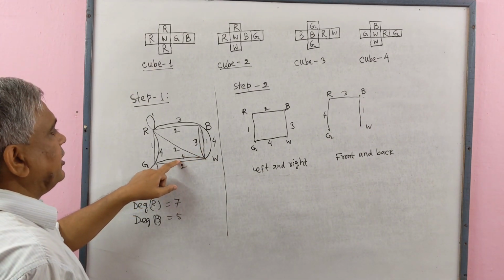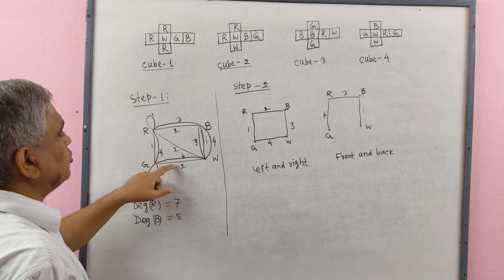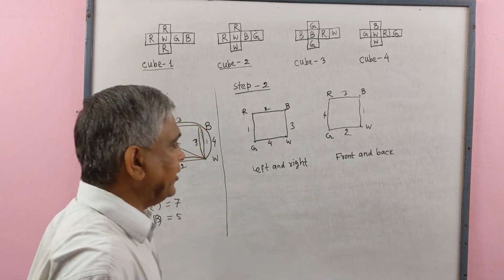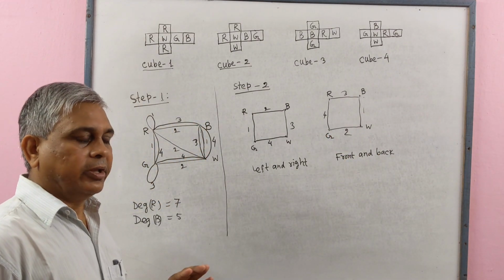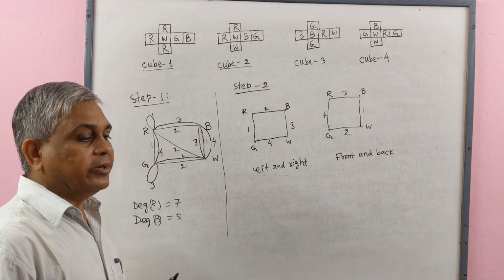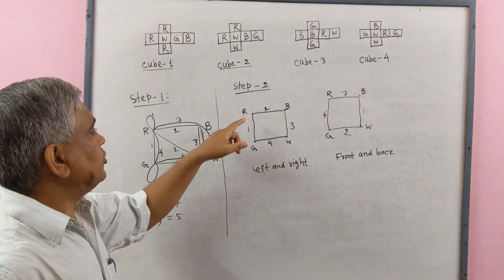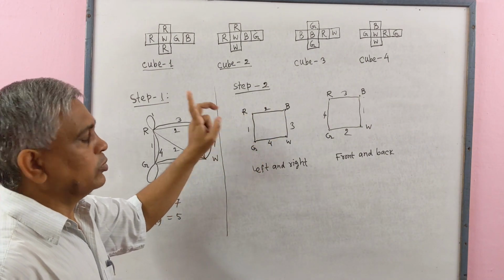Here we have already taken 4. So we will take 2. So you will get two edge disjoint subgraphs such that each vertex is of degree 2.